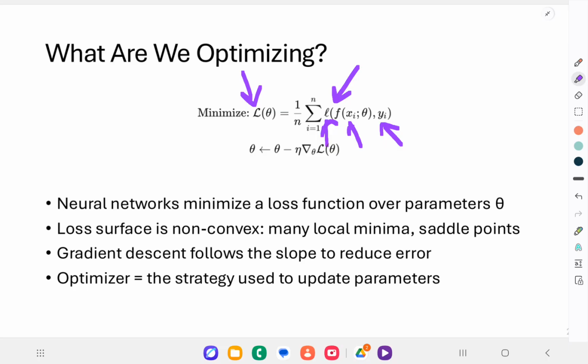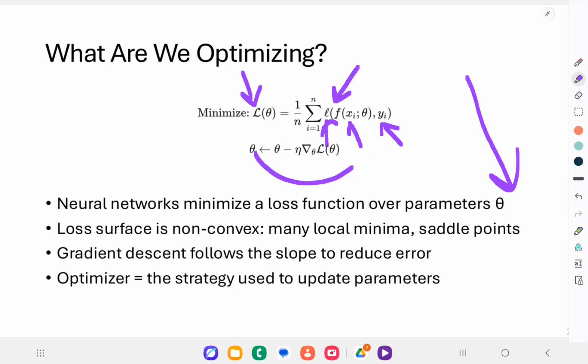Unlike linear models, neural networks do produce non-convex loss landscapes. These are filled with many local minima, and they also have some flat plateaus and some saddle points. These surfaces can span thousands or millions of dimensions. To navigate the space, we use what we discovered last week, which is gradient descent. This moves us in the direction of the steepest descent of the loss, using the update rule, which we also discovered last week.